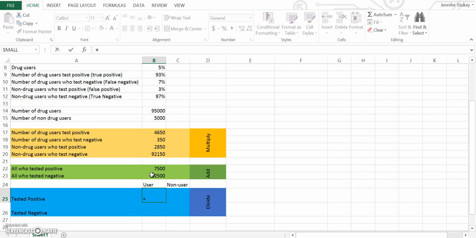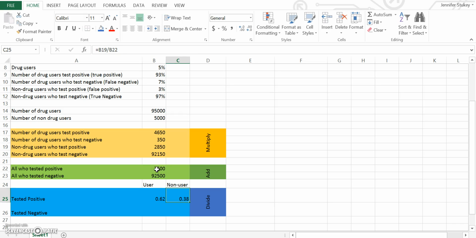Okay, so we're going to take the number of drug users who tested positive. See how we know this in the chart. So the number of drug users who tested positive, we're going to divide that by the total number of people who tested positive. And we find that is 62%, and we're going to do almost the same thing over here. So we're going to take the number of non-users who tested positive and divide that by the total number of people who tested positive. Okay, and we find that that is 38%.